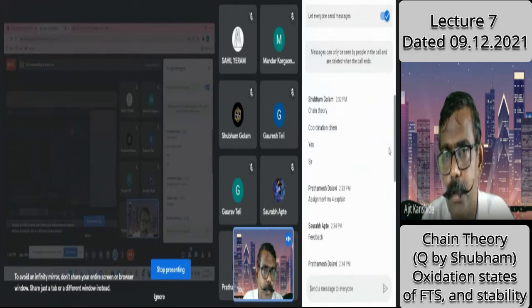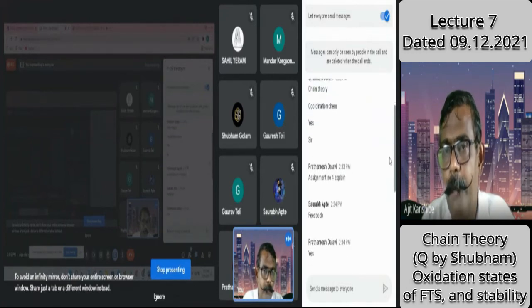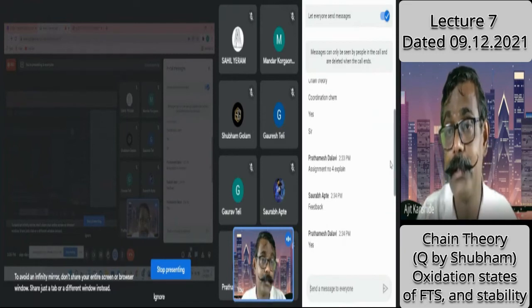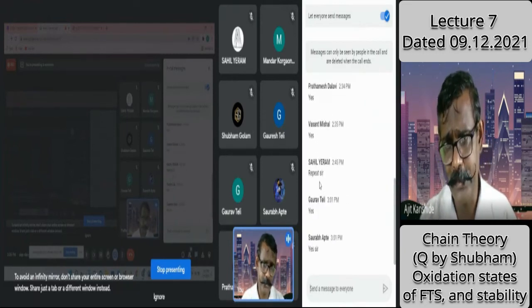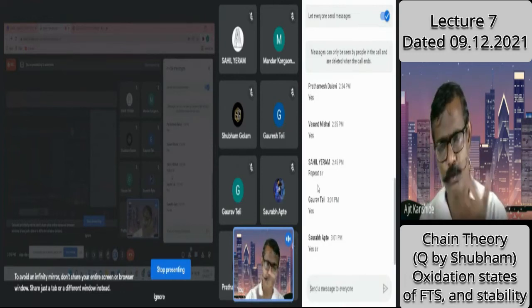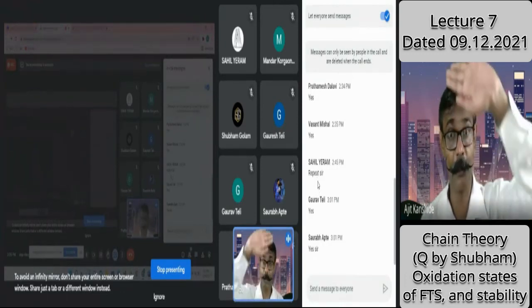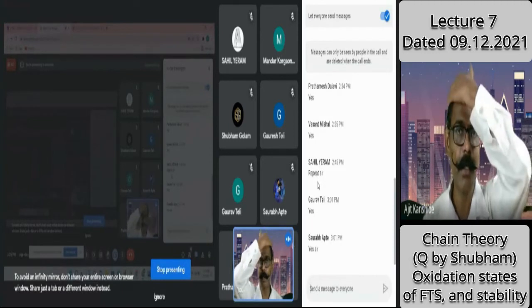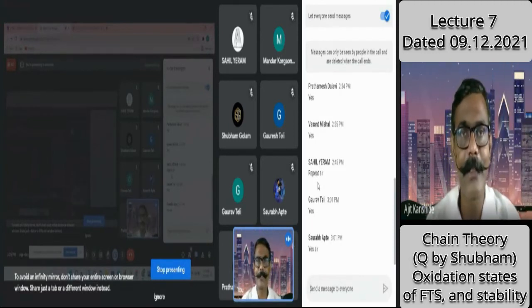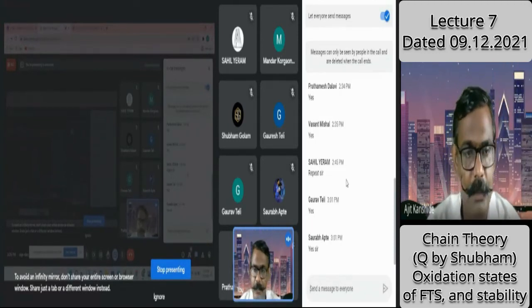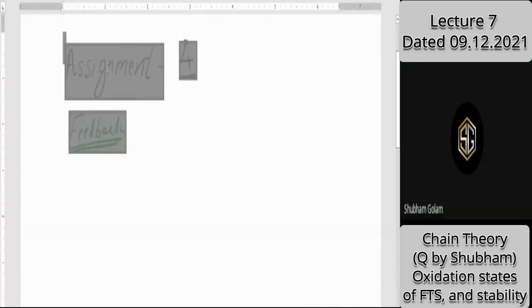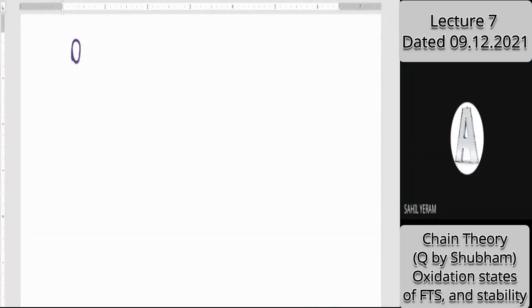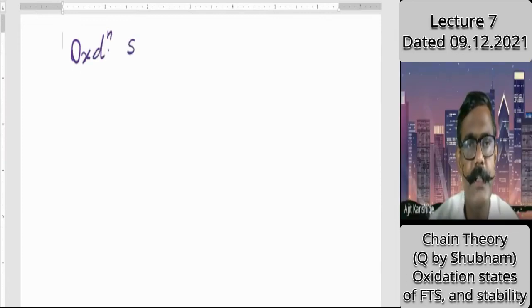Chain 3 coordination compound, okay, I discussed that. But feedback, okay, Saurabh has given the reply as assignment number 4. Sahil and all, you're saying here, no? I did not know what message you gave because I was on the presentation screen. So always remember, when I remain on the presentation screen, I cannot read the chats or your messages. Students, shall I go to the next point? Yes, sir.